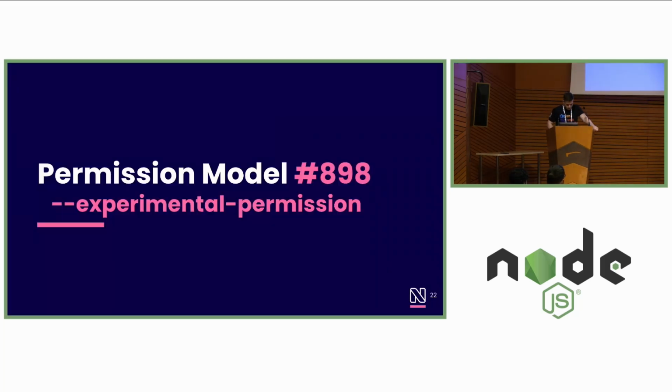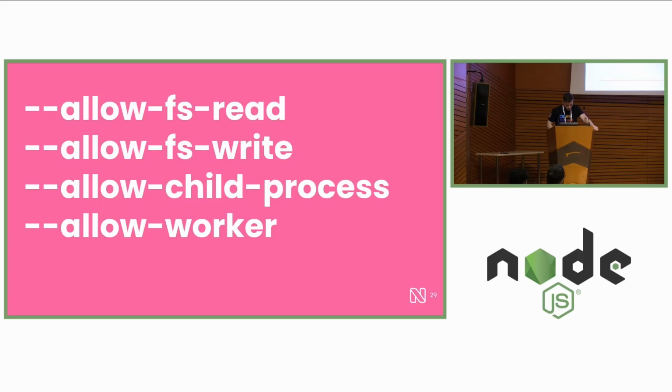Okay. This is the permission model. We have created the permission model. Who knows what the permission model is? Just to see, okay, 1, 2, 3, 4. Yeah, I'm famous, huh? Basically, the idea is to address supply chain security, but we know that this is just a mitigation. It won't solve all the problems.